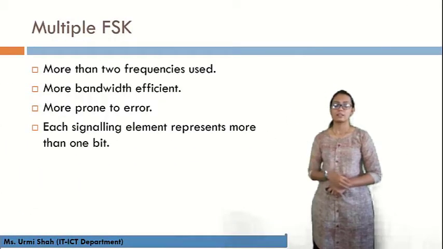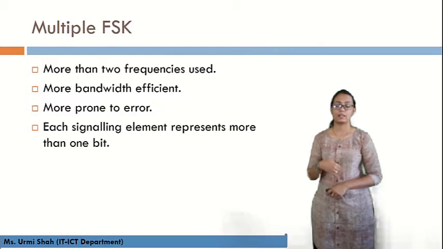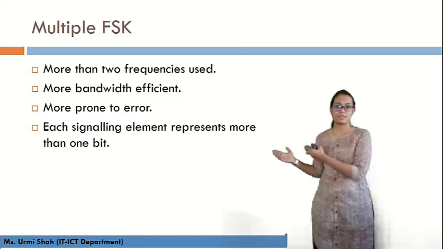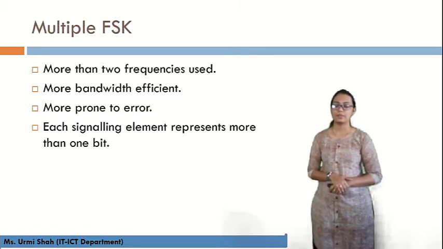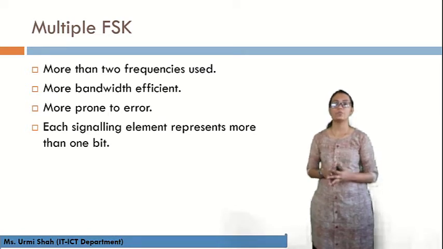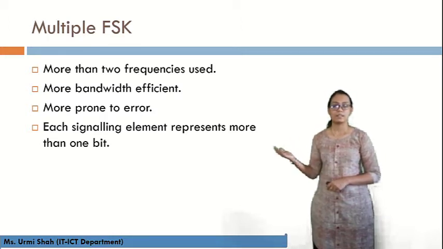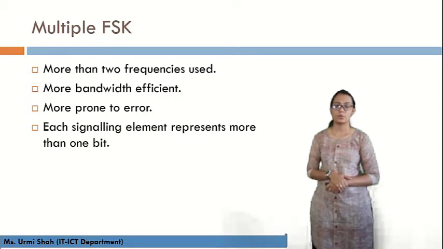So everywhere the application of the FSK modulation scheme comes. So these are the two different types of techniques. Another advanced version of FSK is multiple FSK. In multiple FSK, more than two frequencies are used. It is more bandwidth efficient and it is more prone to error. Each signaling element represents more than one bit. So this is basically multiple FSK.